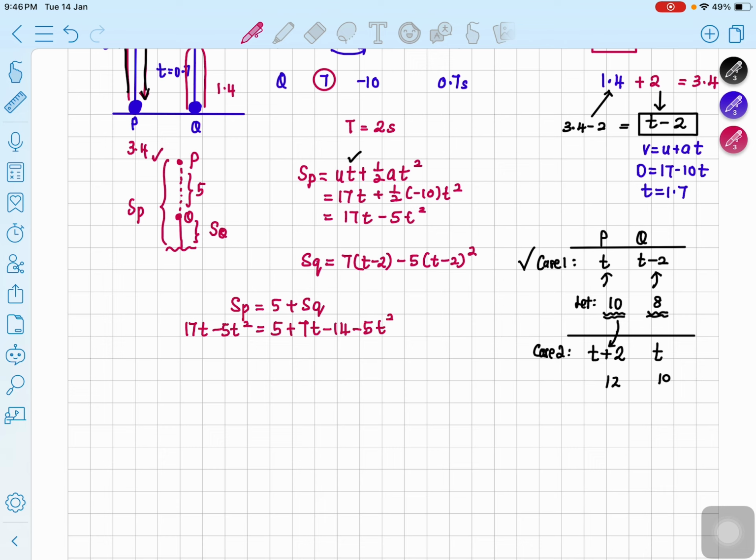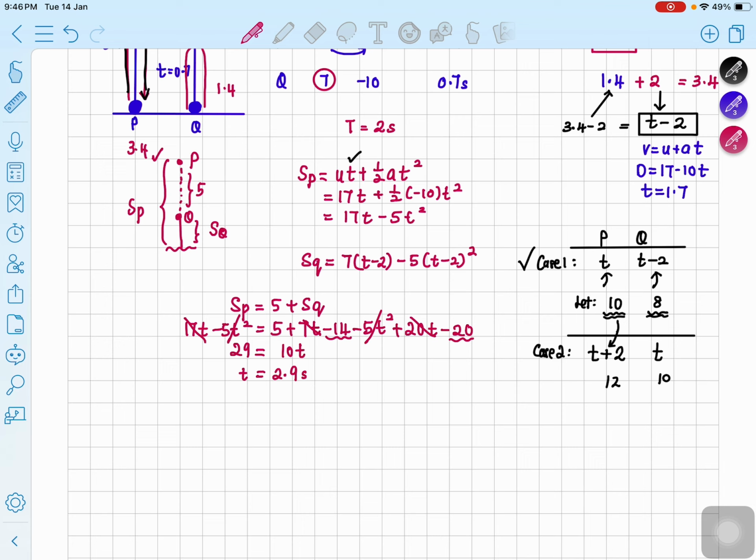An expansion here will give me minus 4t, so plus 20t minus 20. This cancels away with this. I have 27 minus 17, I get 10t. This one is 34 minus 5, it's 29. So your t is 2.9 seconds.